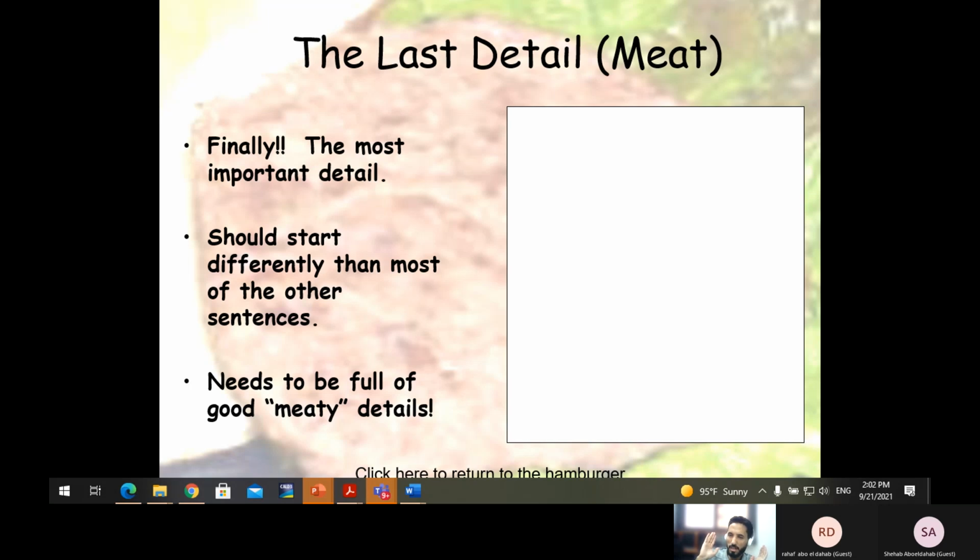Okay? Again, Rahaf, how can you write the concluding sentence or the closing sentence? Where can I write it? When I use it, at the beginning or at the end? At the end.